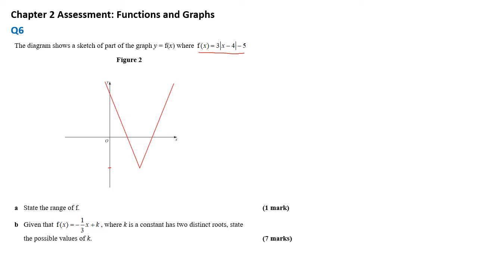To find the coordinates of that vertex, have a look at the function, and we can see that this modulus part here is always going to be greater than or equal to 0. In fact, it will equal 0 when x equals 4. So that must be 4 there. And when x equals 4, f of x is minus 5. So that's the smallest possible value there.